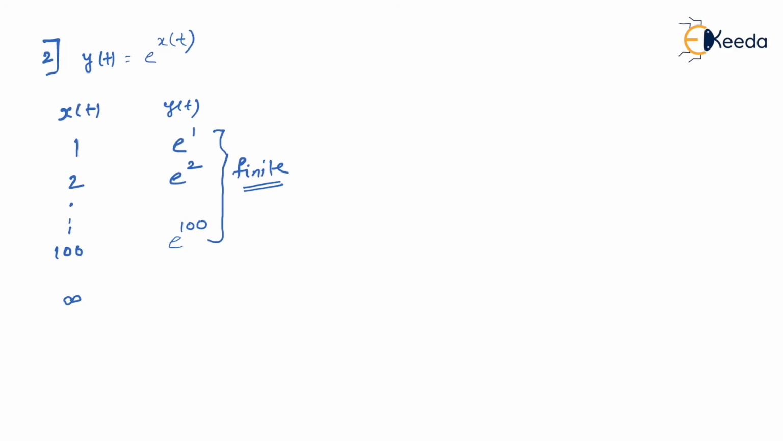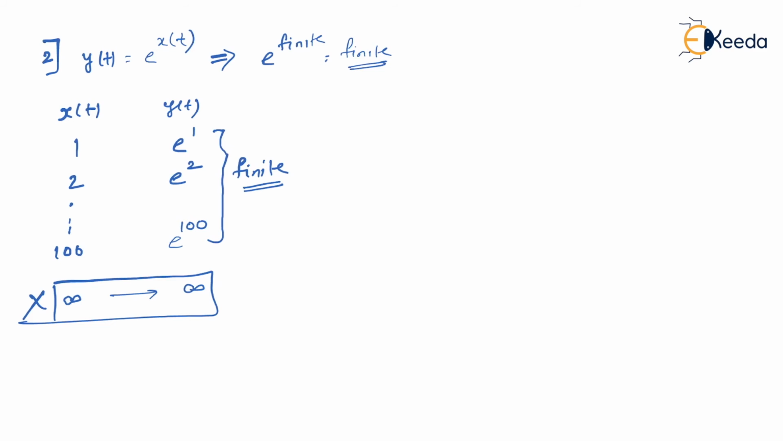Only if you apply x of t as infinity, which you are not allowed to apply because the definition says only for bounded input you should check stability of the system. So infinity will only give you output as infinity. Otherwise, it is not possible to have output as unbounded one. Am I right? Therefore, this case would be invalid for us, and it is a common sense that e to the power finite value will be always a finite value. Is that right? Therefore, this is also a stable system, right? Let's go for the next example.